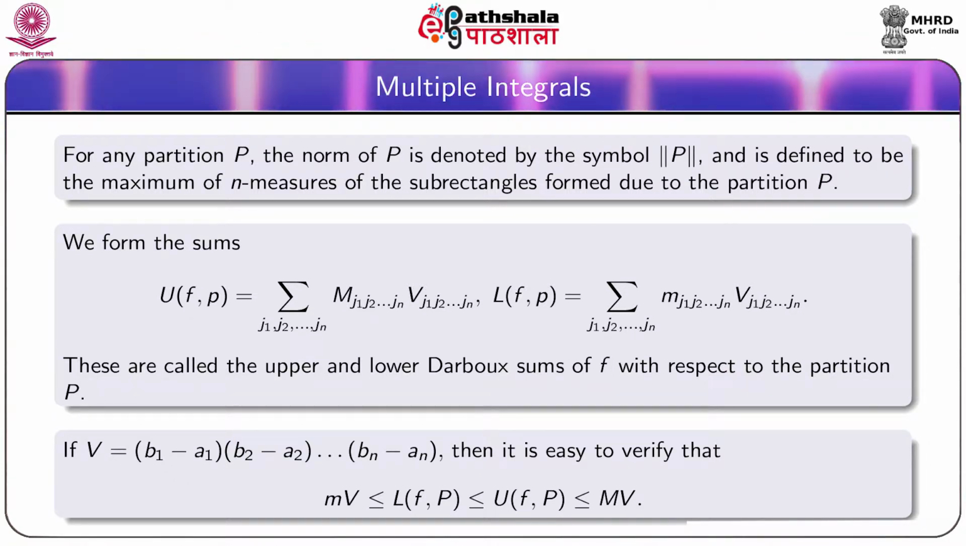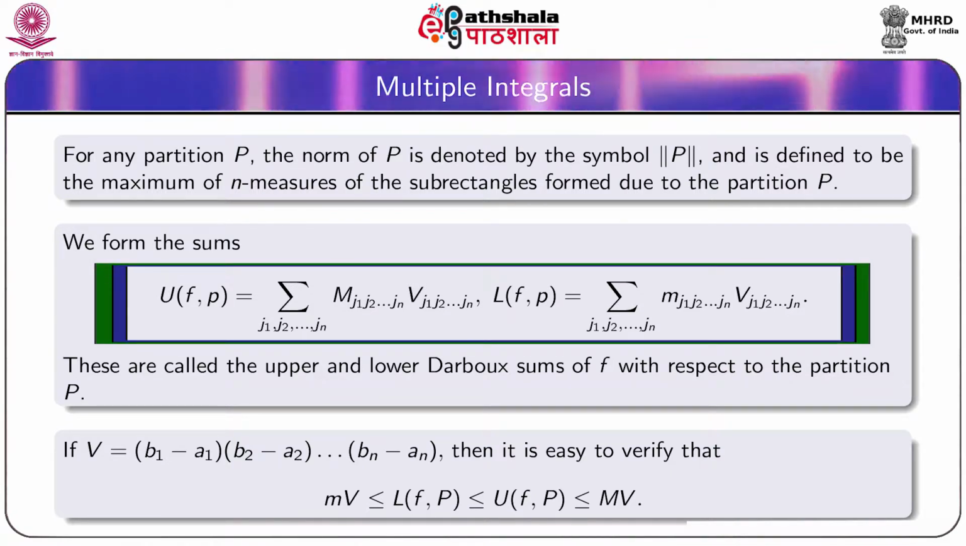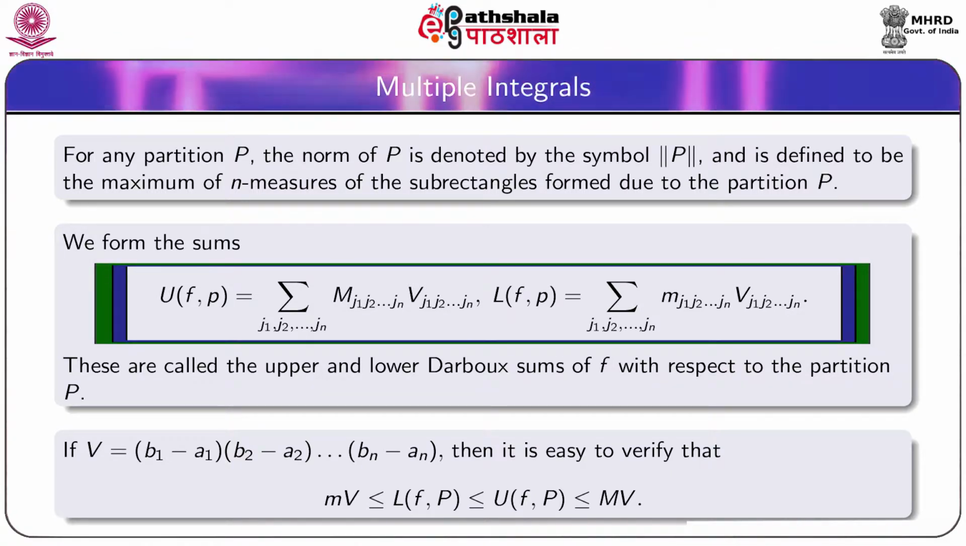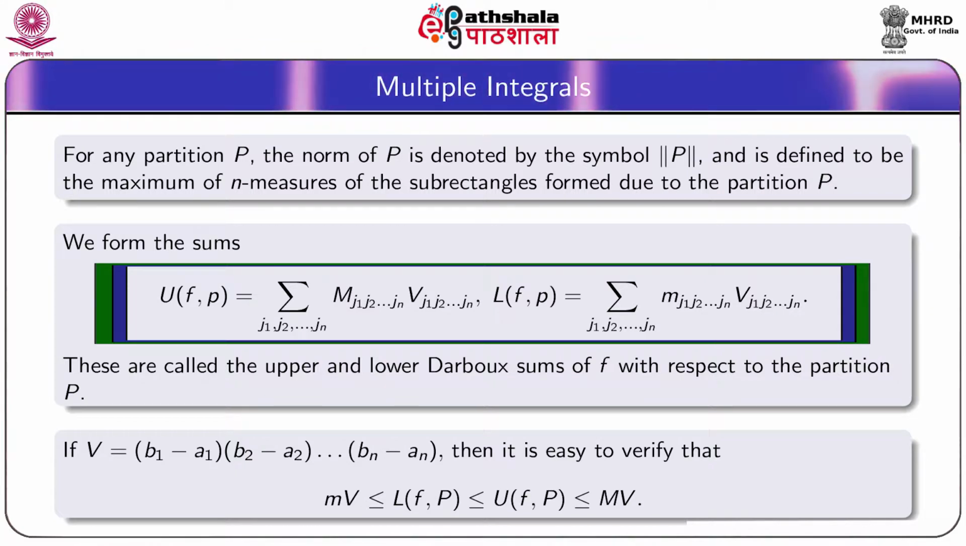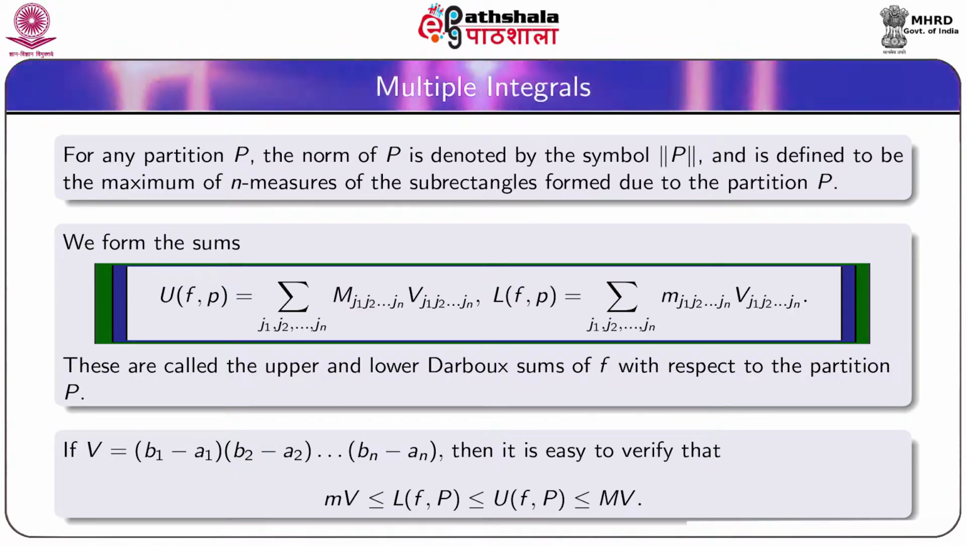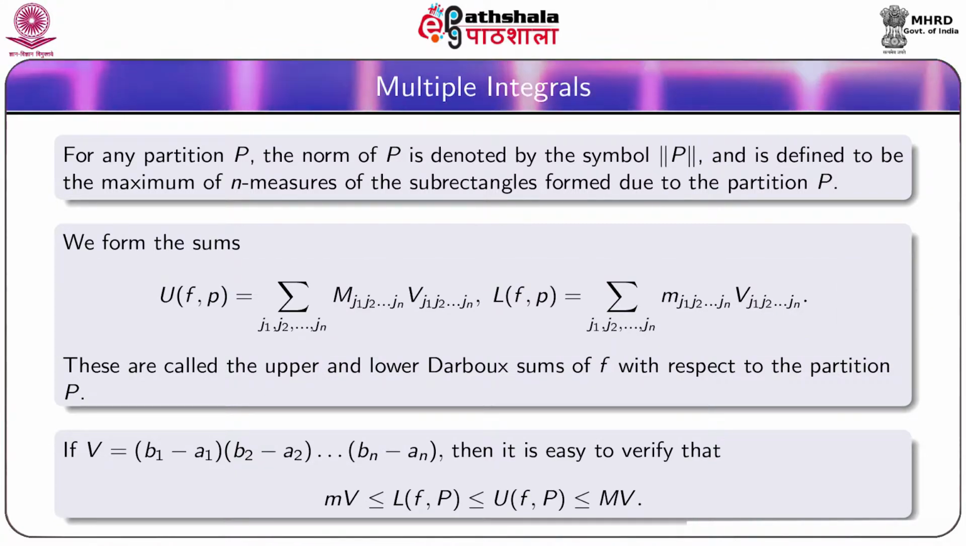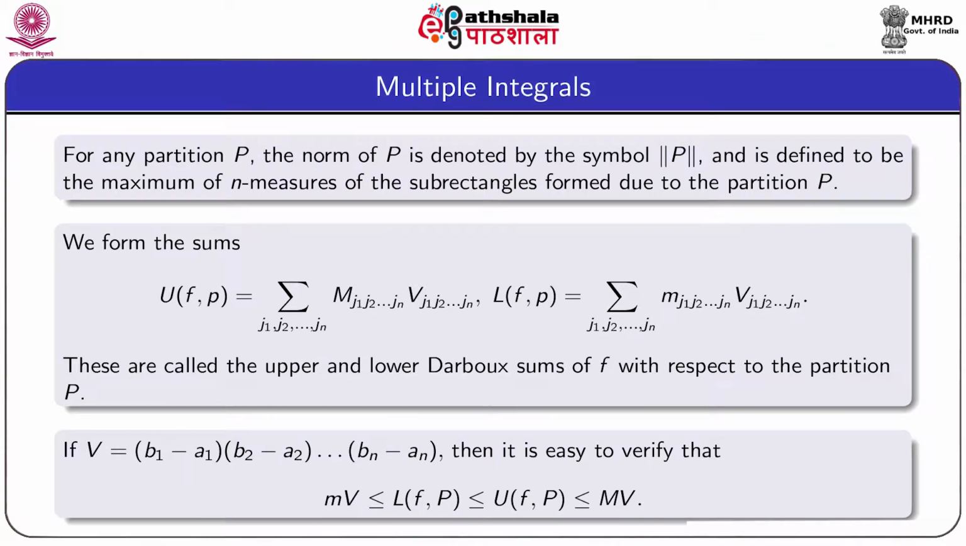We form the sums U(f,P) equal to summation over j1, j2, ..., jn of capital M(j1, j2, ..., jn) times V(j1, j2, ..., jn), and L(f,P) equals summation over j1, j2, ..., jn of small m(j1, j2, ..., jn) times V(j1, j2, ..., jn). These are called the upper and lower Darboux sums of f with respect to the partition P.